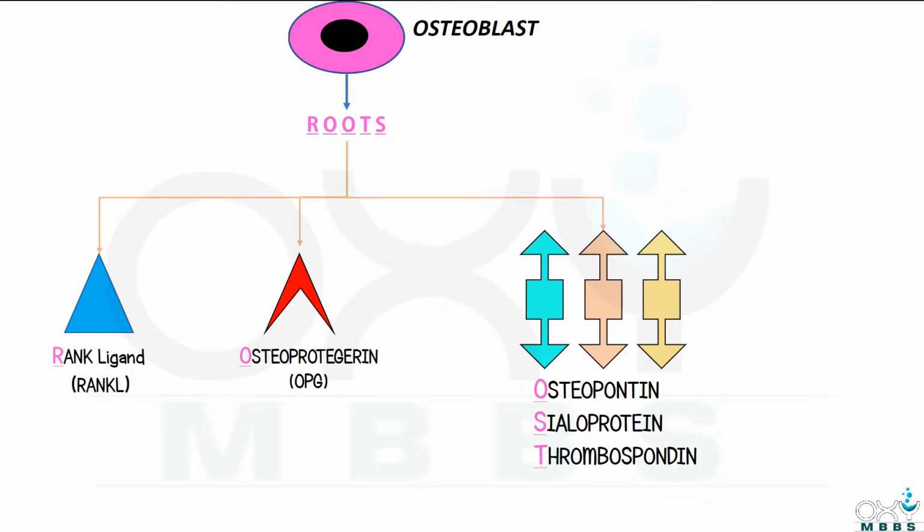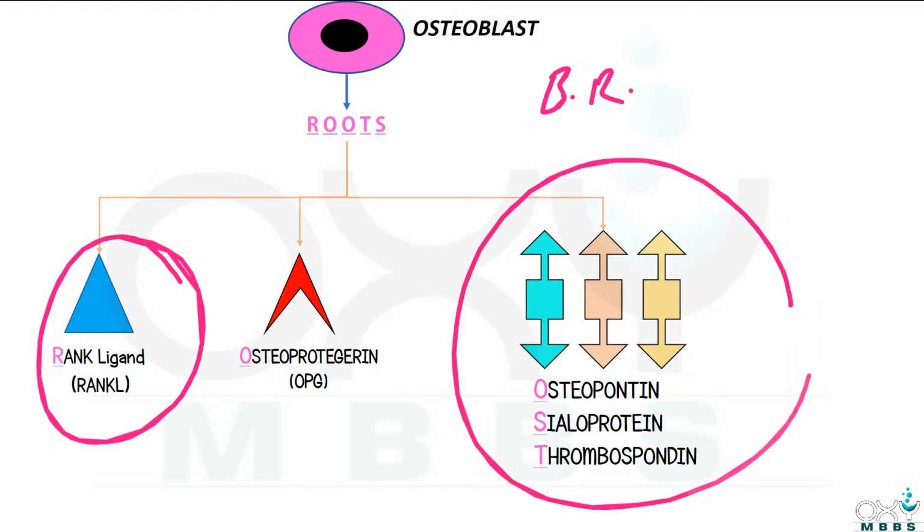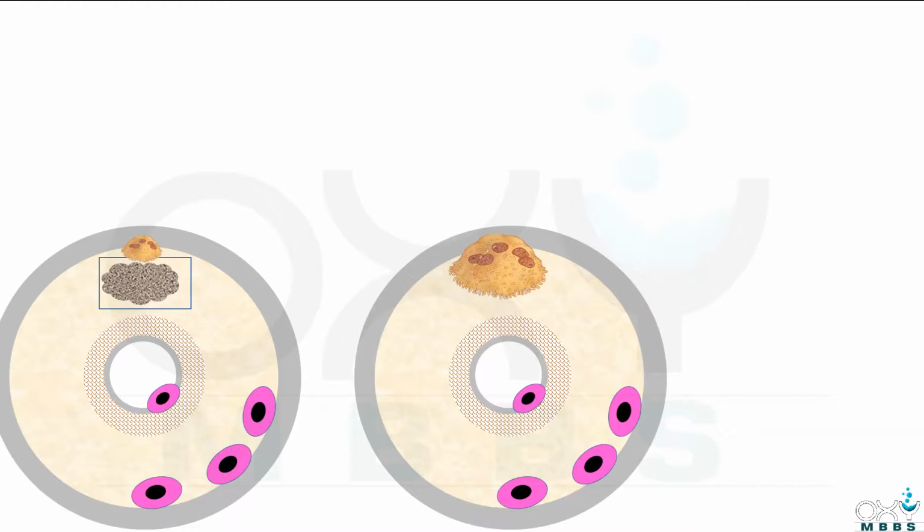So up till now, in the process of bone remodeling, we have seen the functions of the RANK ligand and these proteins, and now we will discuss the importance of the osteoprotegerin protein. With the help of these osteoclast cells, this old part of the bone has degraded, and in its place, new bone is synthesized.